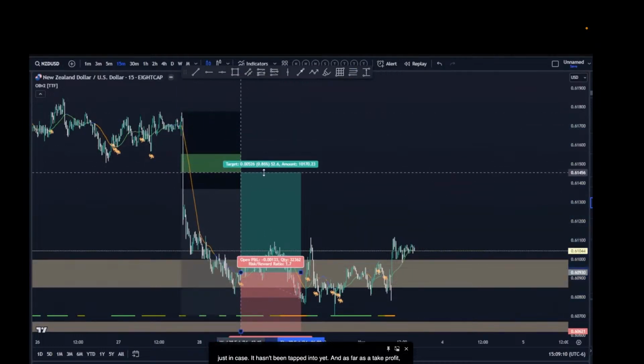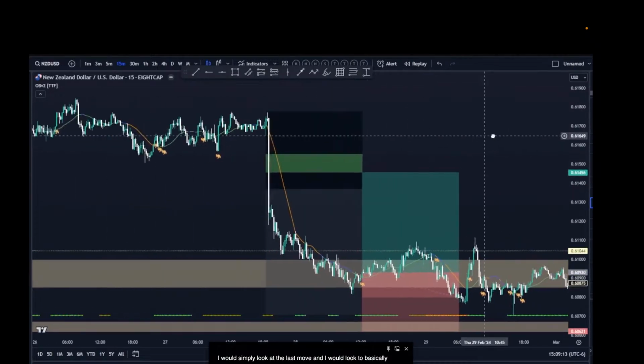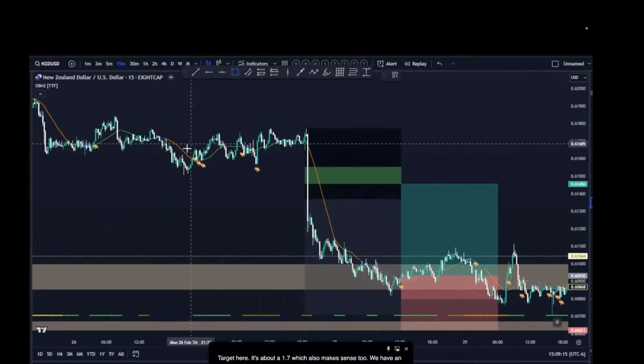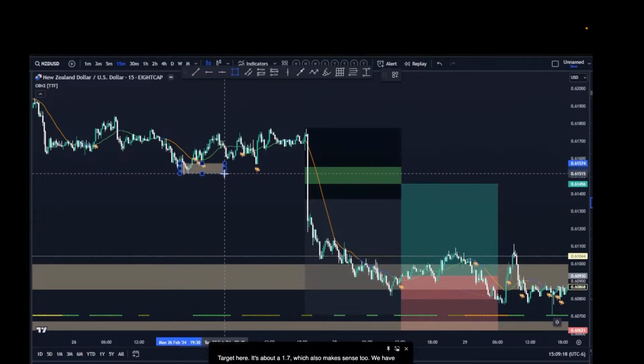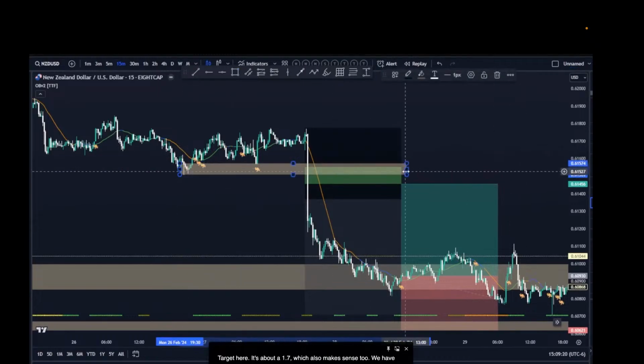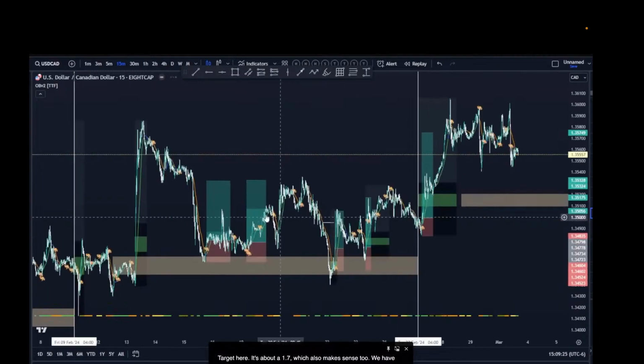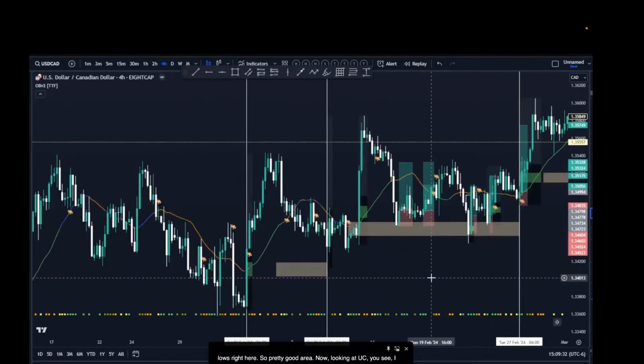And as far as a take profit, I would simply look at the last move, and I would look to basically target here. It's about a 1.7, which also makes sense too. We have an imbalance, and inside this imbalance, we've been forming these lows right here. So pretty good area.